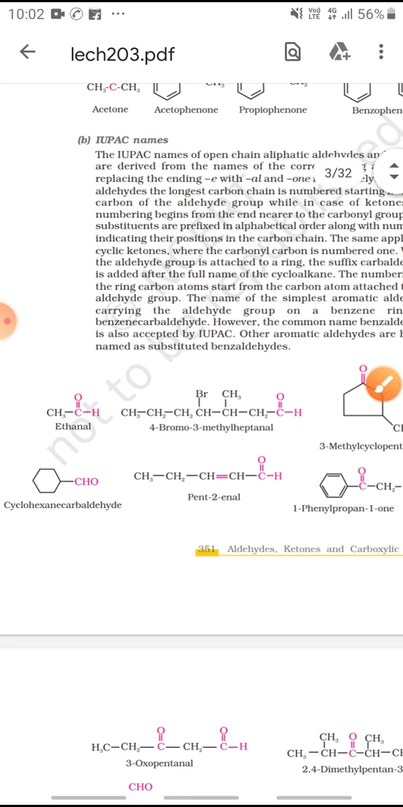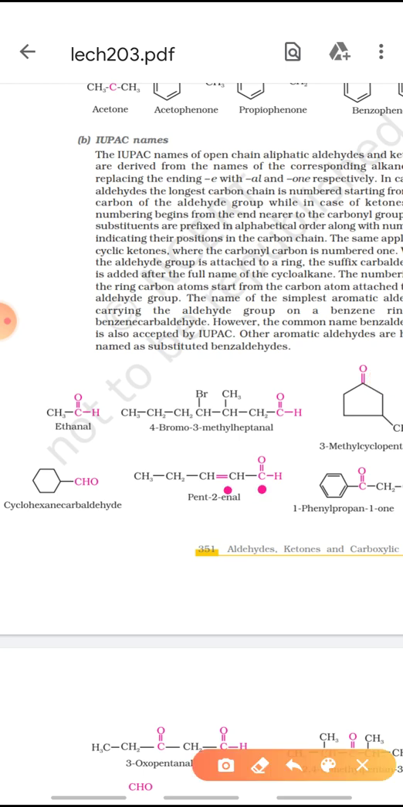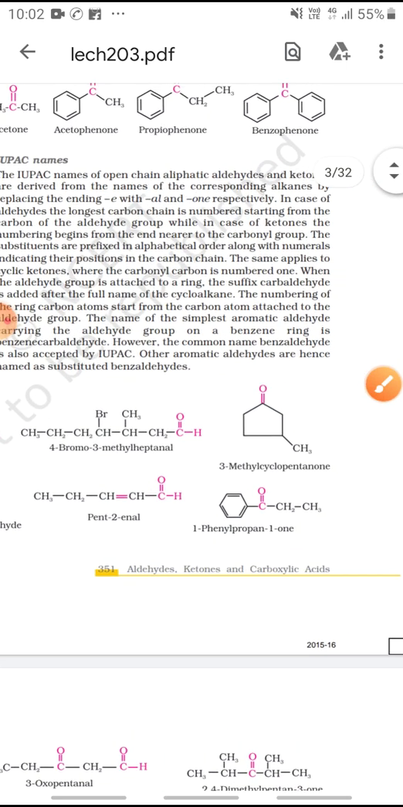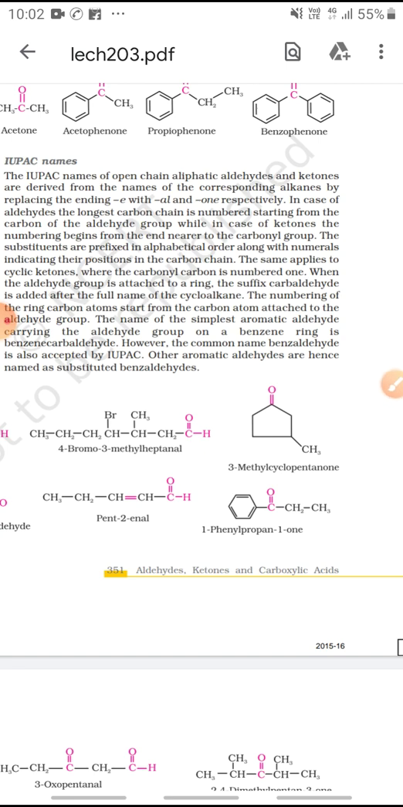Next is your 5 carbon chain. A chain of 5 carbon atoms is there, and between 2nd and 3rd carbon there is an alkene, the double bond. So we'll write it as pent-2-ene. That means on 2nd carbon there is a double bond, pent-2-ene-1-al, or simply you can write it as pent-2-enal. Next is 1-phenylpropane-1-one. That is a ketone. On 1st carbon phenyl group is there, so it will be 1-phenylpropan-1-one.